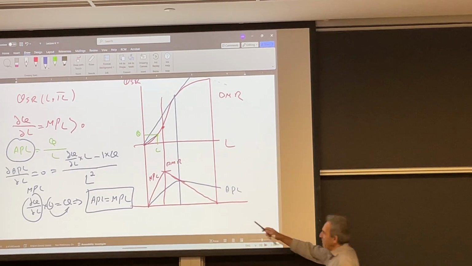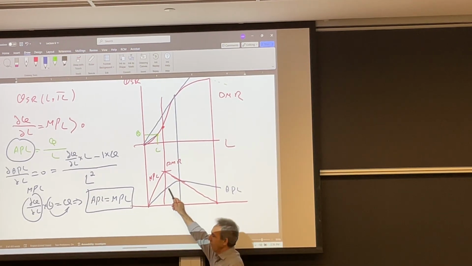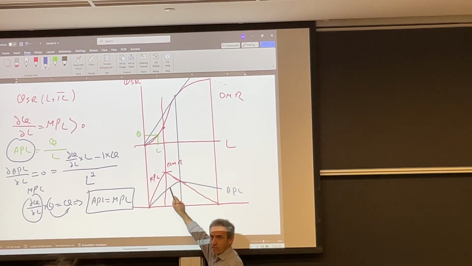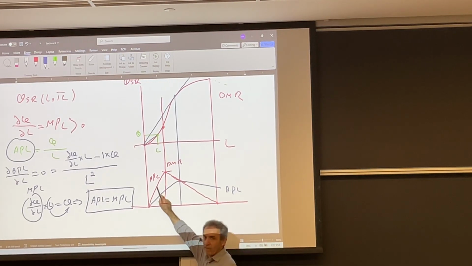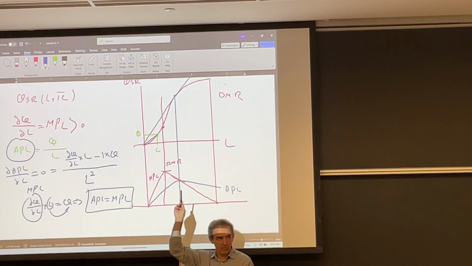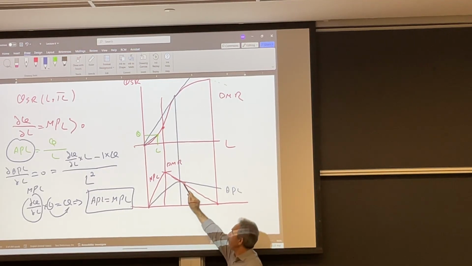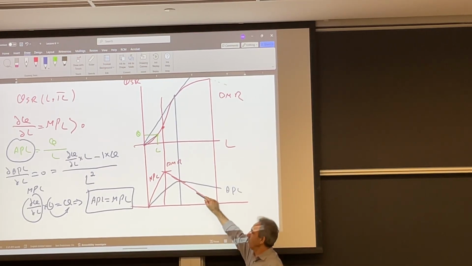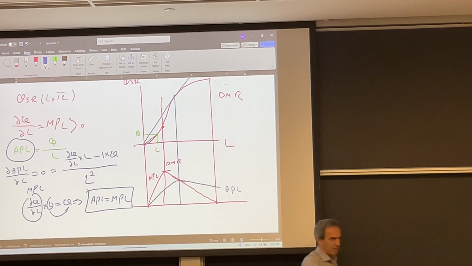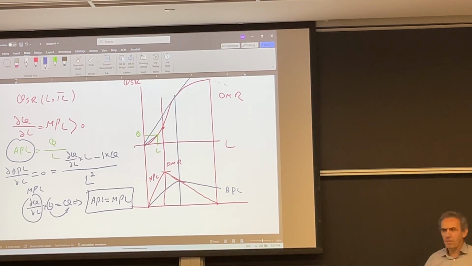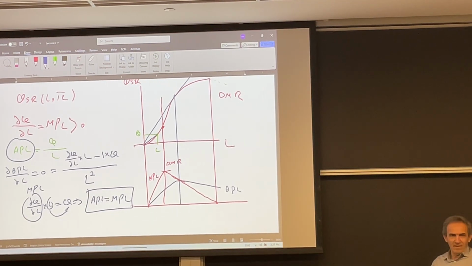Why is the average product of labor rising there? Because the last unit of labor produces more than the average, pushing up the average. Why is the average falling there? The last unit of labor produces less than the average, pulling down the average. So margin guides the average. The average rises if the margin is higher, falls if the margin is lower, and the inflection must be where they are the same. Right? That's just math.